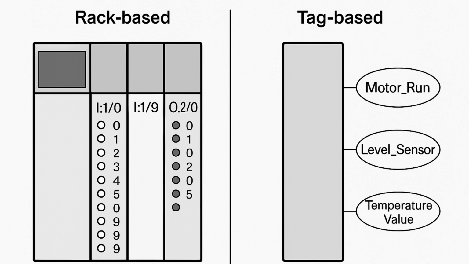In tag-based systems, memory is not divided into fixed areas for inputs, outputs, or data. Instead, memory is allocated dynamically as tags are created. This chapter focuses on the memory organization for rack-based systems.